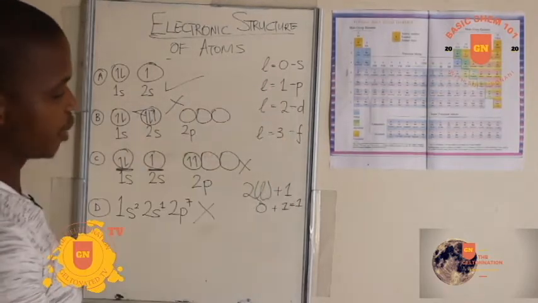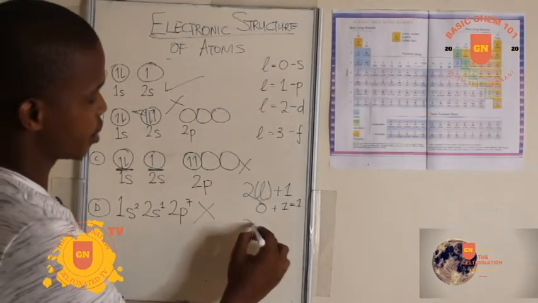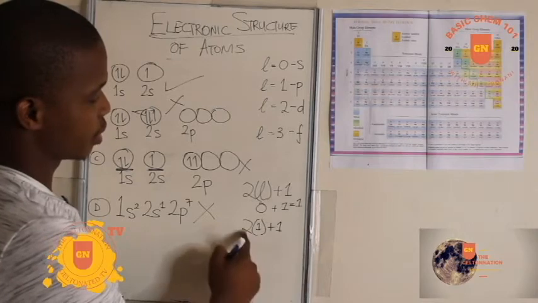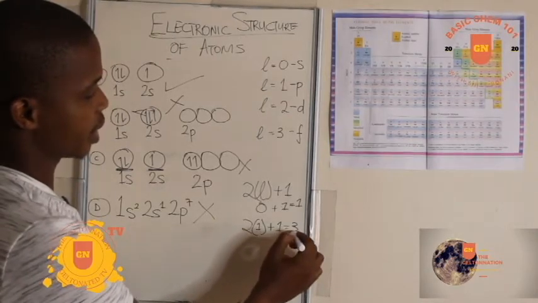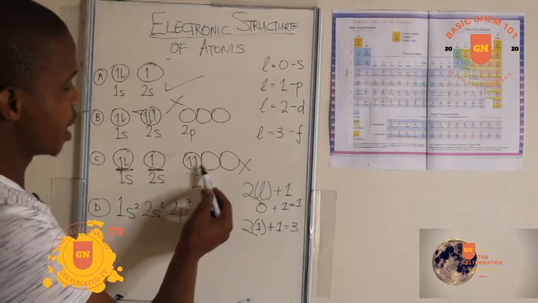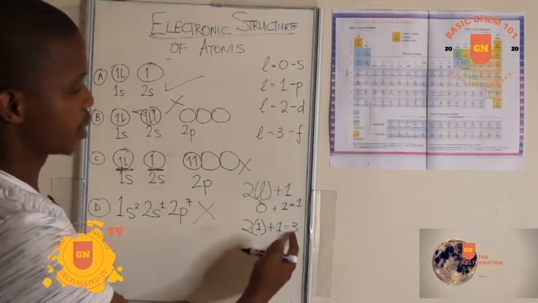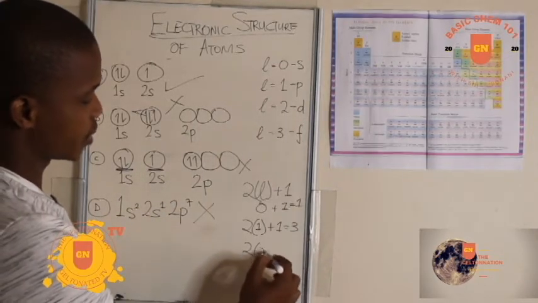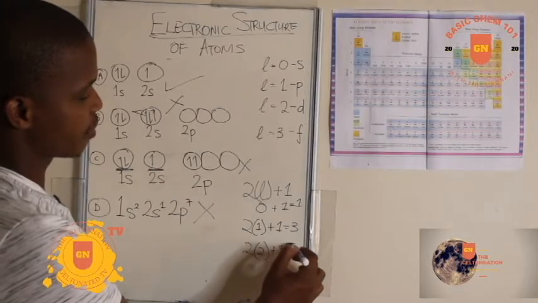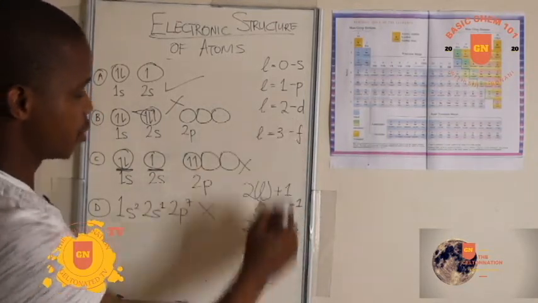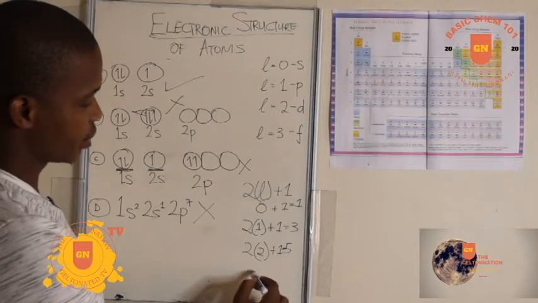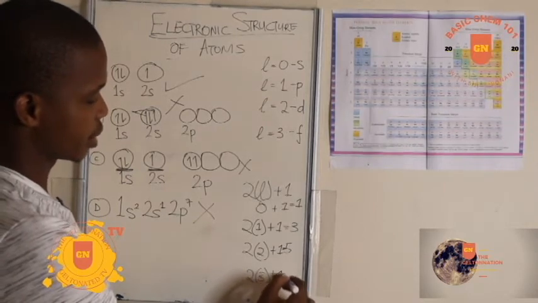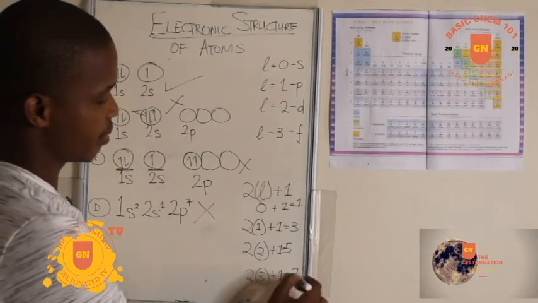And then if you are in the p shell, where L is 1, it's 2 times 1 plus 1, so it's 3. It means you have 3 orbitals. So in the p shell, you have 1, 2, 3 orbitals. Then in the d orbital, it's 2 times 2 plus 1, so you have 5 orbitals. And then in the f orbital, you have 2 times 3 plus 1, which is equal to 7.